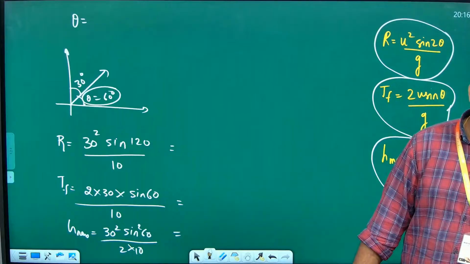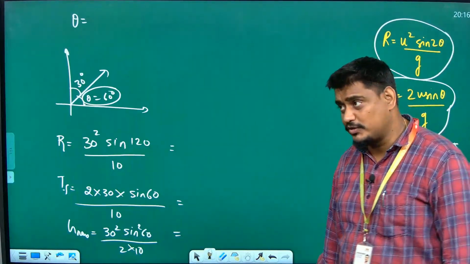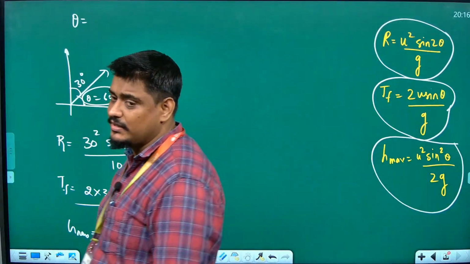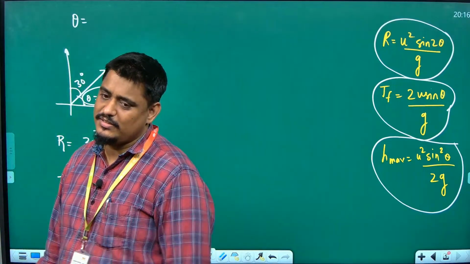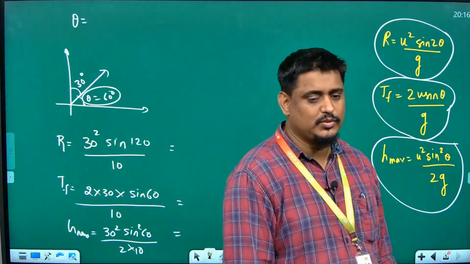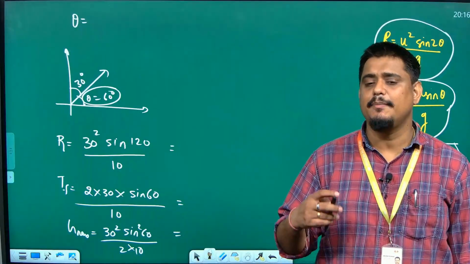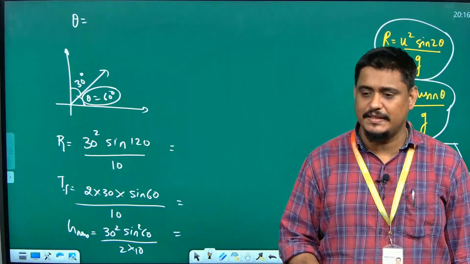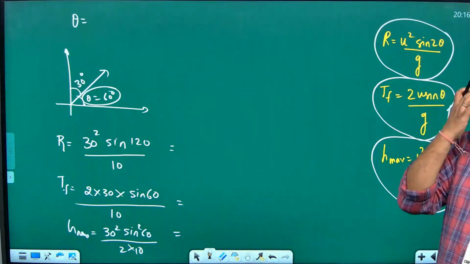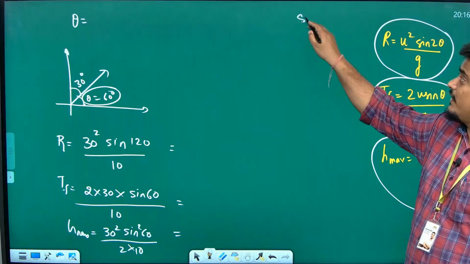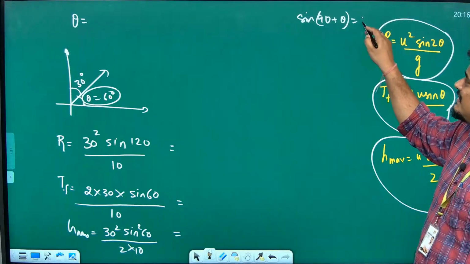What is sine 120? Sine 90 plus theta is cos theta, and cos 30 is root 3 by 2. So sine 120 is root 3 by 2. Don't forget here, sine 90 plus theta will become equal to cos theta.